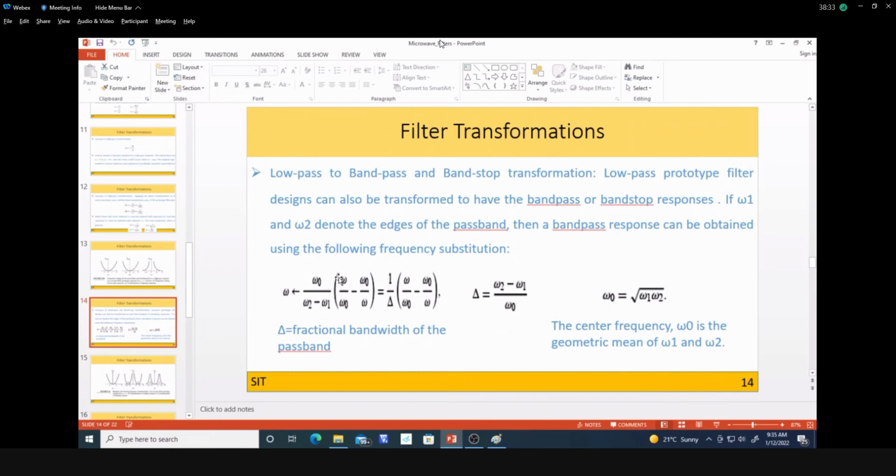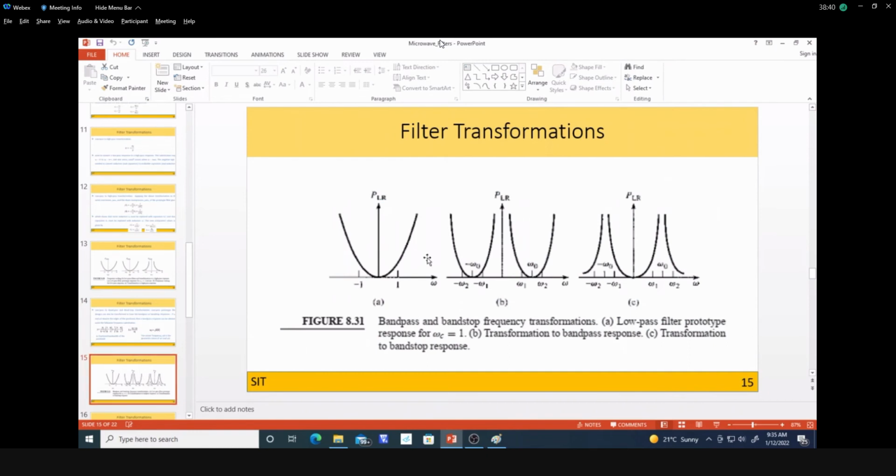This transformation you need to apply: wherever omega is there you have to replace it, and find the transformation. This is how the band pass transformation actually happens. This is the low pass prototype normalized value, and we convert the normalized value to the center frequency on both the left and right side, the lower band pass edge and the higher band pass edge. Once we convert that, we can have the band stop also. So this is a band pass transformation, and this is a band stop transformation.